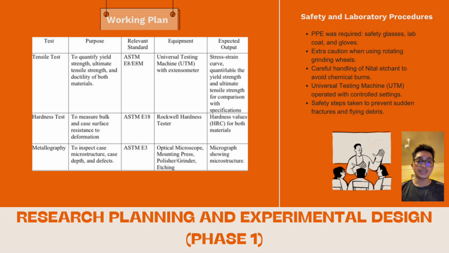For the second test, the hardness test, the purpose is to measure the bulk and case surface resistance to deformation. The equipment we use is the Rockwell hardness tester and the expected output is the hardness values for both materials. Lastly, the metallography test, we inspect the case microstructure, case depth and defects. Equipment that we use is the optical microscope, mounting press, polisher grinder and etching. Expected output is the micrograph showing microstructure.